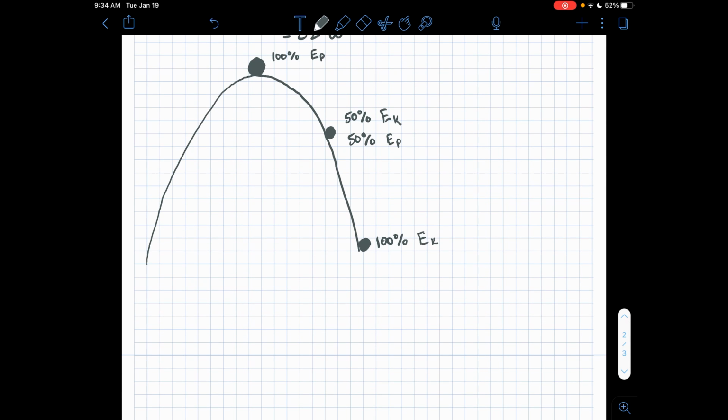Now the equation for kinetic energy, you can write this as EK, or you could also write it as KE, it doesn't really matter. It just depends on how you like to write it out. So the equation for kinetic energy is equal to 1/2 mv squared, where m is the mass measured in kilograms, and v is obviously velocity, and that's measured in meters per second.